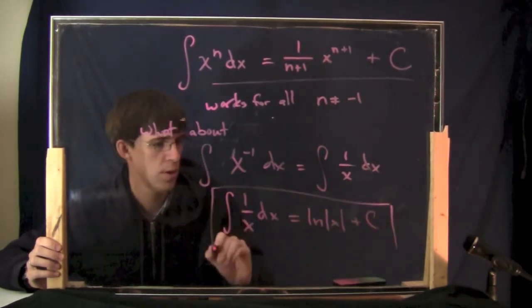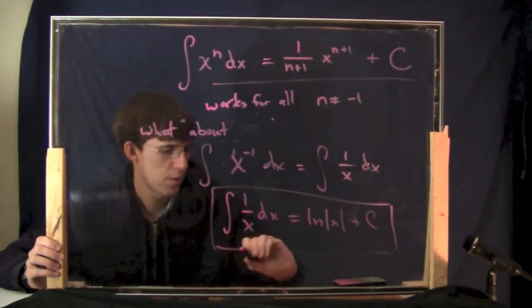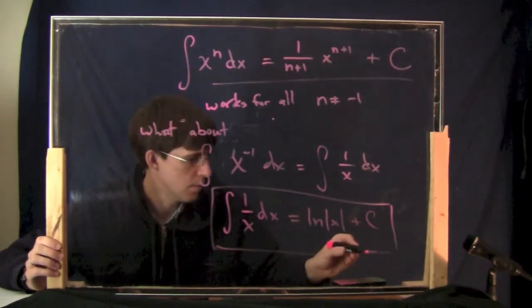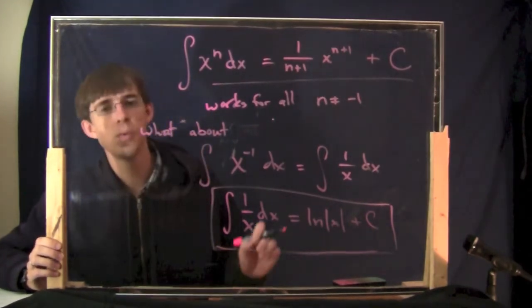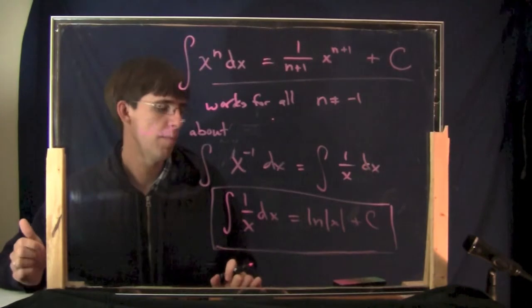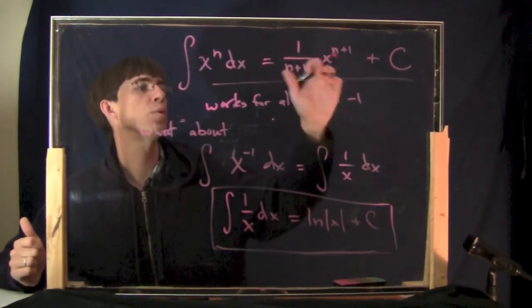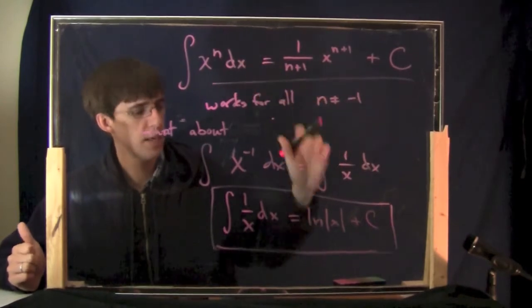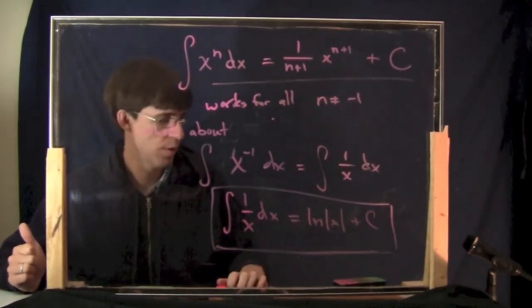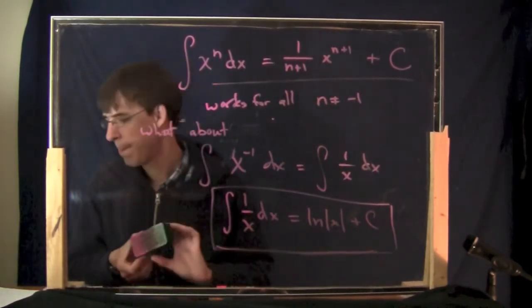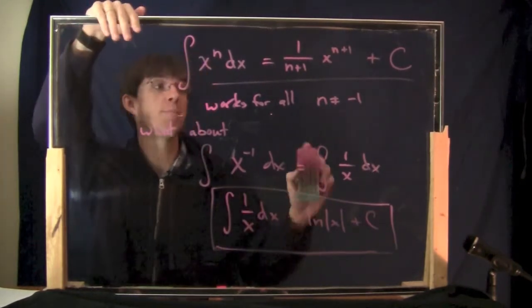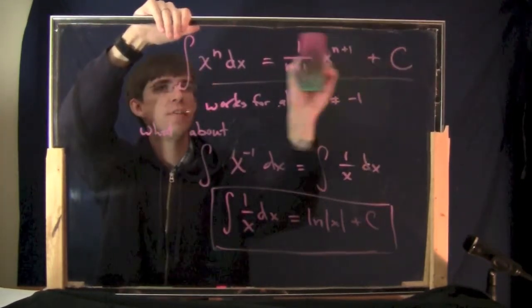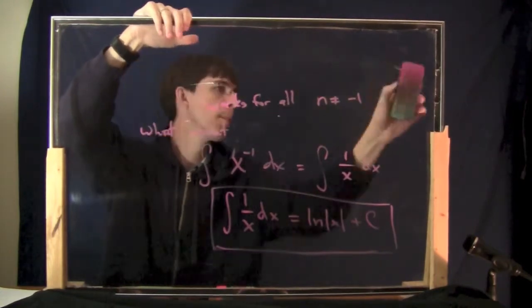All right, this one also you need to have memorized, all right? So this one works whenever the n is not -1. In that special case, when the n is -1, you've got to do this one down here, all right? Two more basic properties about the antiderivative, and then we'll be ready to do some examples.